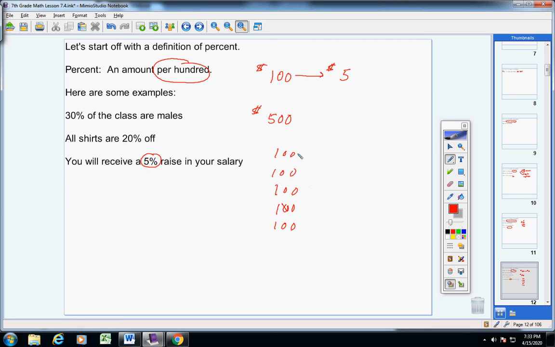So for this 100 here, you get how much more? For this 100 here, you get how much more? $5. For this 100, you get how much more? $5. So on and so forth. So your total increase would be $25, because every 100 you get $5 more, 5% per 100. Okay, and that's what we mean by an amount per 100.